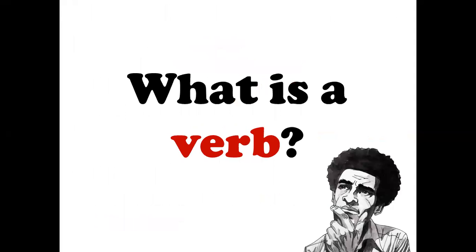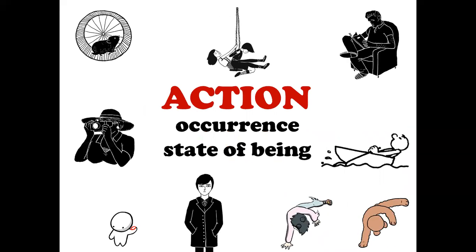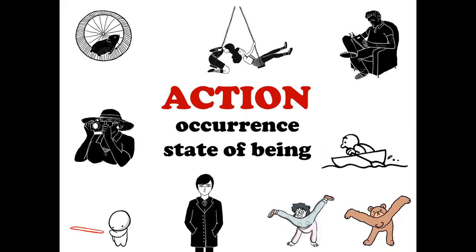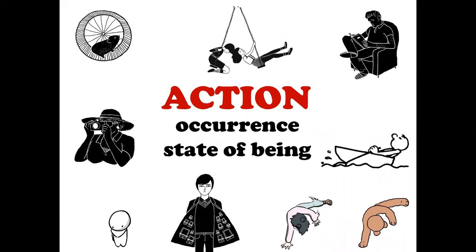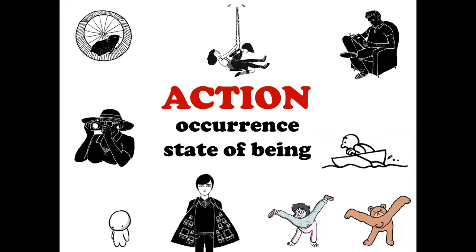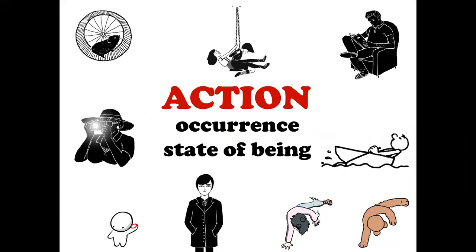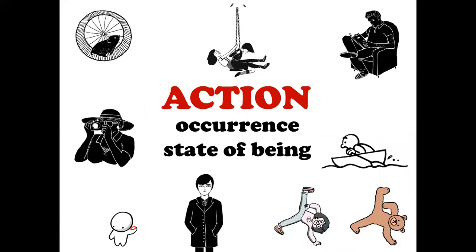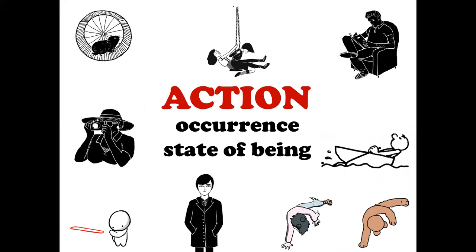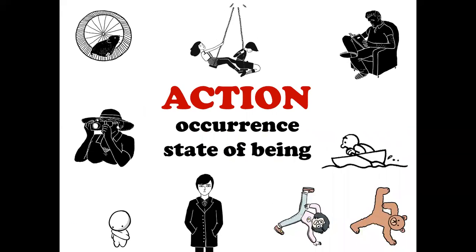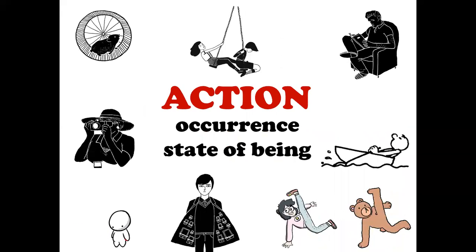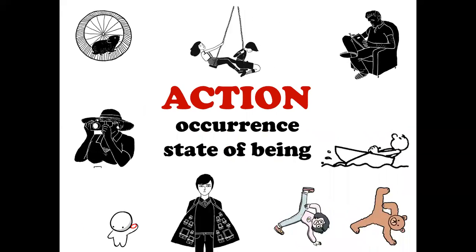So back to the initial question, what is a verb? Well, what have you heard about verbs? Well, if you said that a verb is an action, then you were almost entirely correct. There are instances where it's an occurrence or a state of being, but primarily what we think of when we think of verbs are actions, like the things that you see currently on the screen. Breakdancing, selling, throwing, running, swinging, reading.